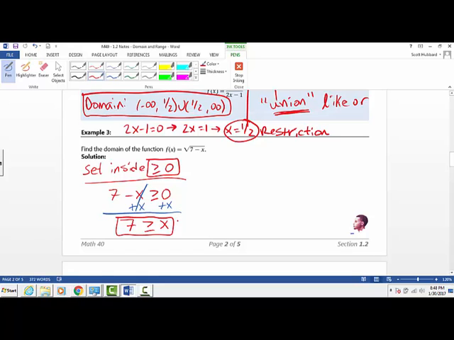Well, what that means is that the way I like to write it is actually the other way, and you don't have to do this, but I like to write it this way. X is less than or equal to 7. Like that. Okay? And I didn't change the answer. I just read it the other way.